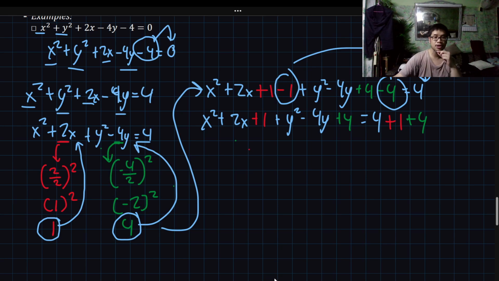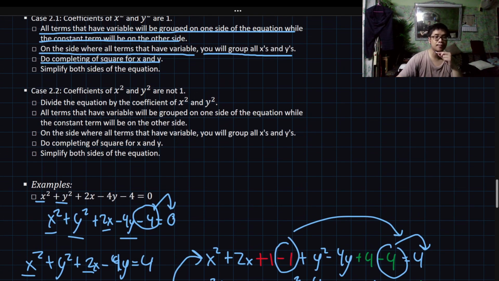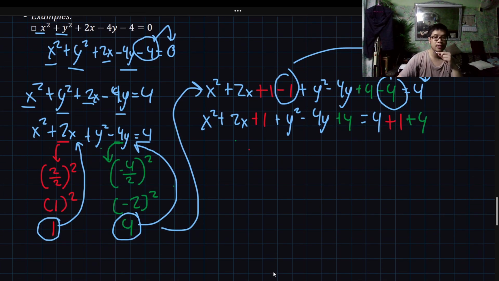So what now? You simplify. That's the last step. You simplify both sides of the equation. Let's start first with the easy one on the right. Here, all you need to do is just add them. You're done. 4 plus 1 plus 4 is simply 9. Now here, in this case, x squared plus 2x plus 1, we can simplify by its what?